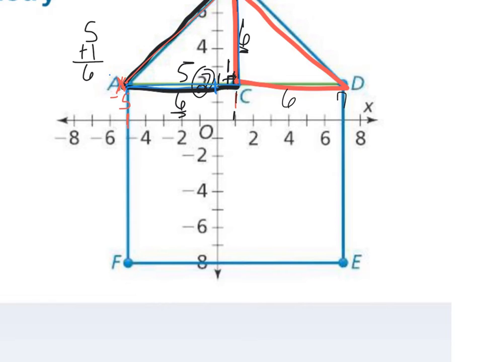We had A to C was 6 and C to D was 6. So that'd be a total of 12. That's a total of 12 going all the way across here. And since FE is going straight across the same way, that's going to be 12 also. Okay, if you want to confirm that, we're going from -5 to 7.